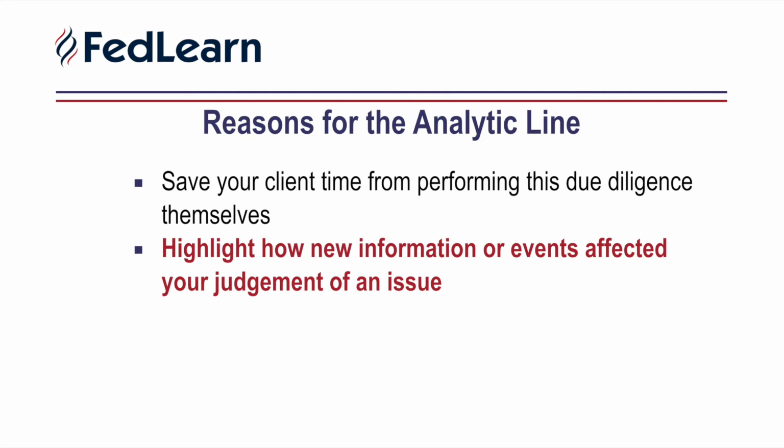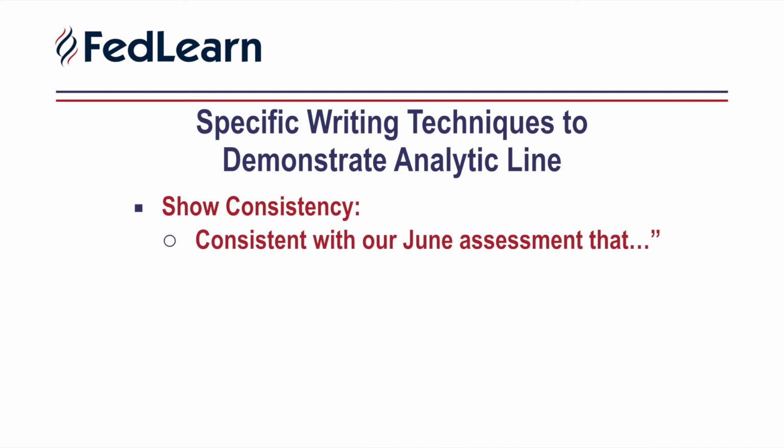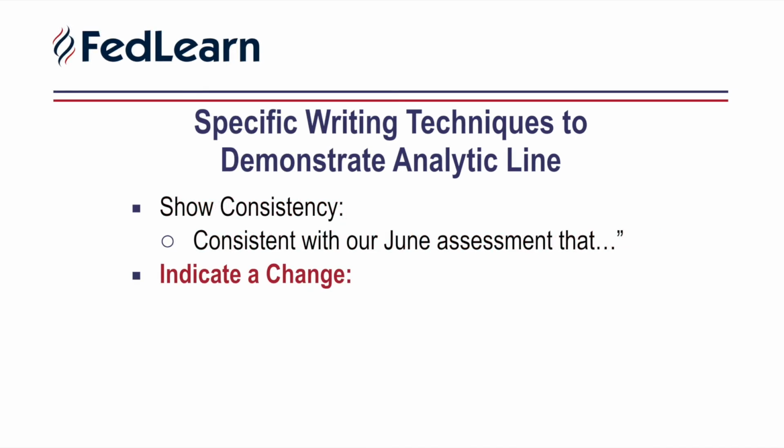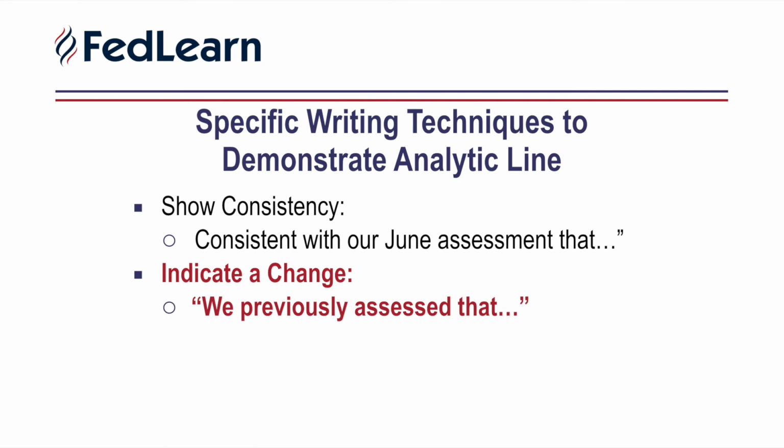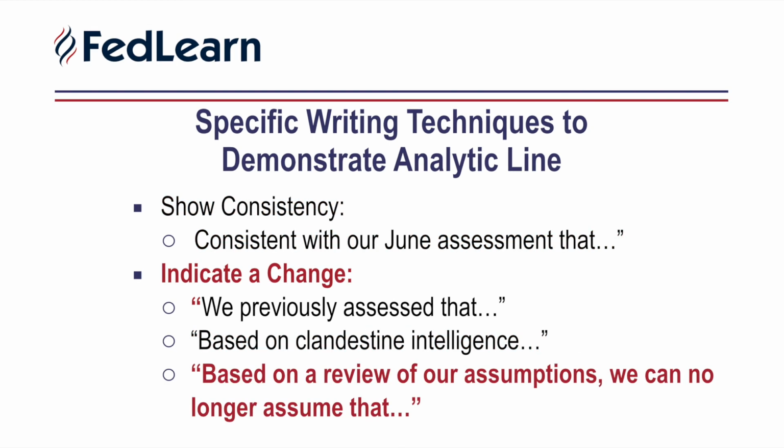There are specific writing techniques that you can use to demonstrate analytic line in your product. For example, to show consistency with a related assessment, you could say, "consistent with our June assessment that." To indicate a change in your analytic judgment or the level of uncertainty, you can describe the previous judgment, such as, "we previously assessed that." You can also write, "based on new clandestine intelligence," or "based on a review of our assumptions, we can no longer assume that."